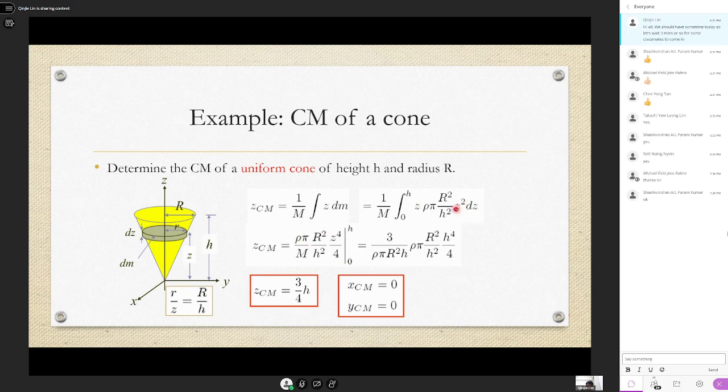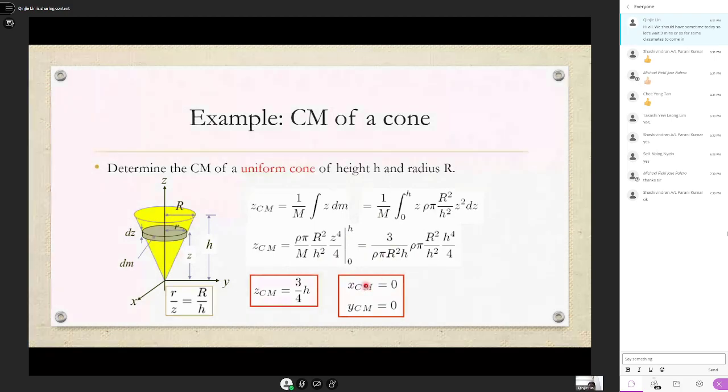You have z here, you have z squared here. Actually, it's z cubed. Integration means you raise the power by 1, then divide by 4. Then you are going to get this. And this is where they substitute the M expression inside. All these are going to cancel out, and what's left is z_cm equals 3/4 h. That means z_cm, the center of mass for this cone, will be at 3/4 of h, so somewhere around here.